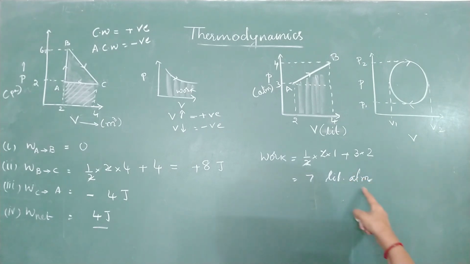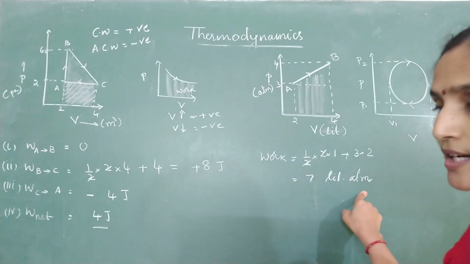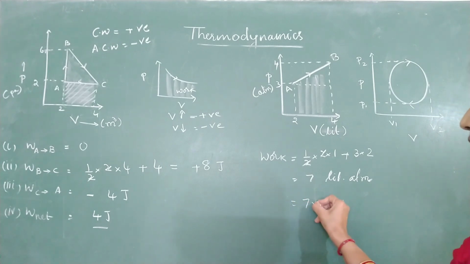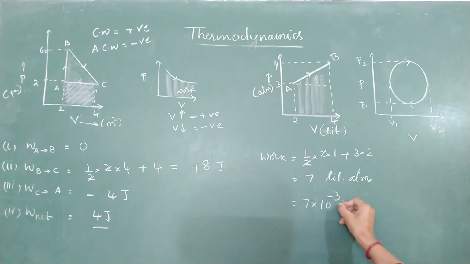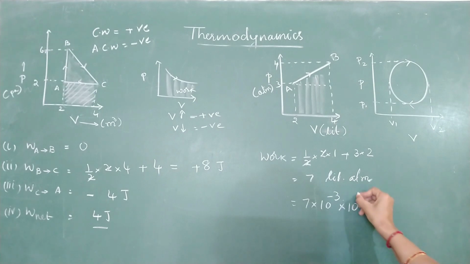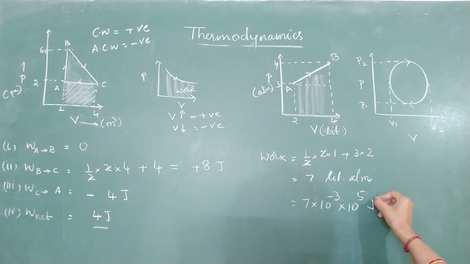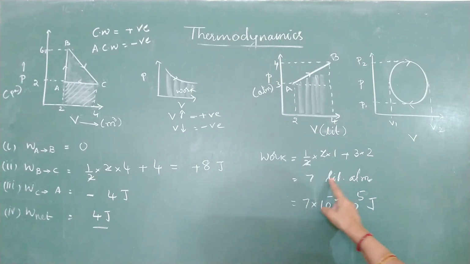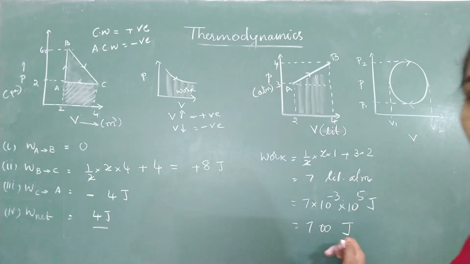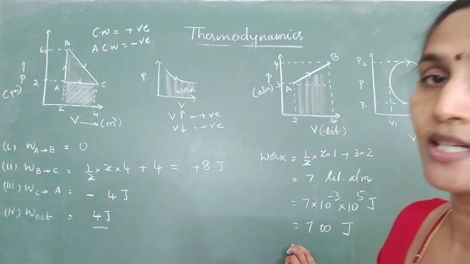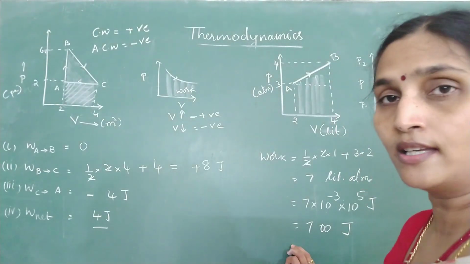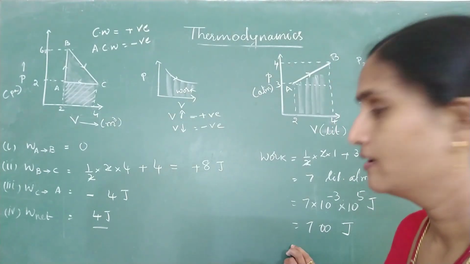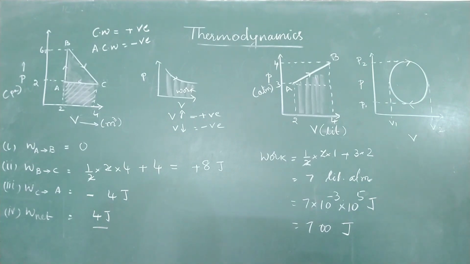But don't leave the answer in liter atmosphere. If options are in joules, convert it. We know 1 liter is 10 to the power minus 3 meter cube. 1 atmosphere is 10 to the power 5 Pascal. So when you convert it, 1 liter atmosphere is 100 joules. So your answer will be 700 joules. So convert the units and then give the answer in joules. And sometimes if options are in calories, then also you can get the answer in calories. Okay, what is the conversion? 1 calorie is 4.2 joules.